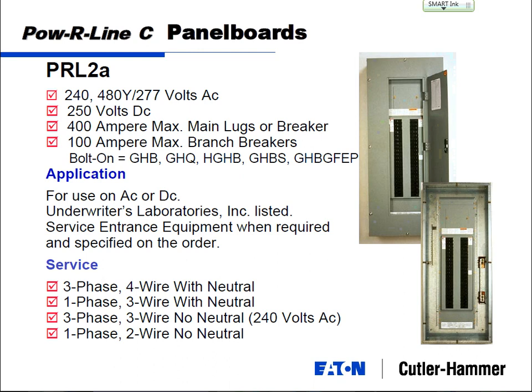So similar to the power line 1, which is a 208 volt lighting panel, the power line 2 is 480/277 volts. Same 400 amp maximum, same 100 amp branch breaker maximum, just a higher voltage. So you've got the ability to do 480/277 volts. Great for receptacles or some 277 volt lighting.